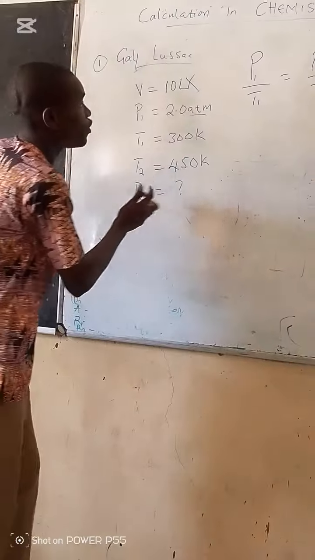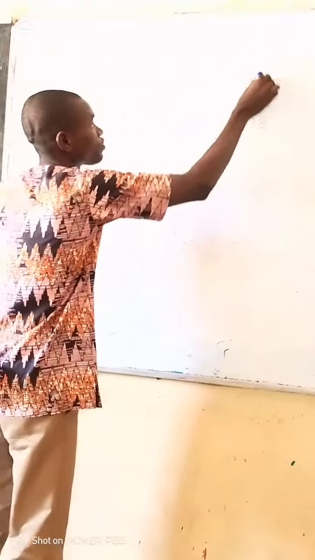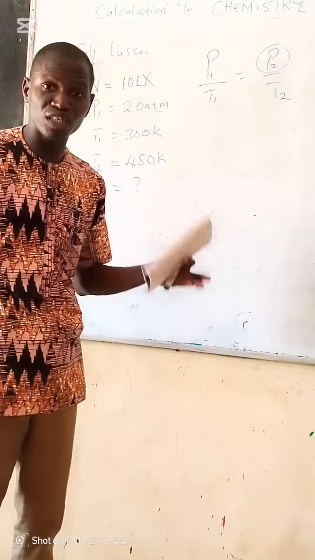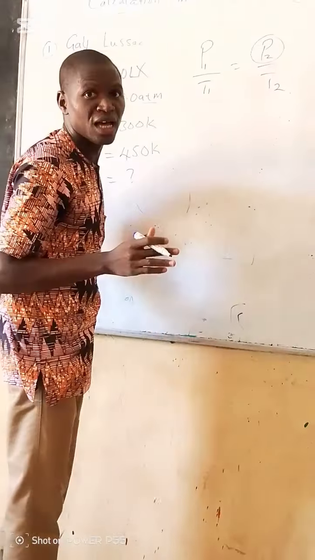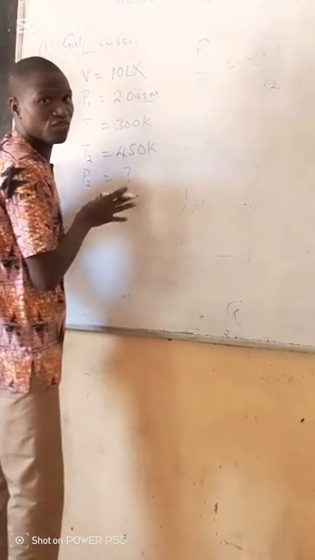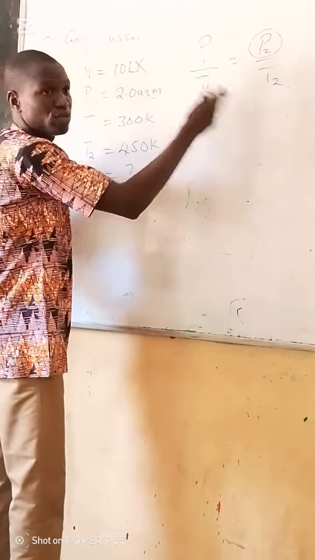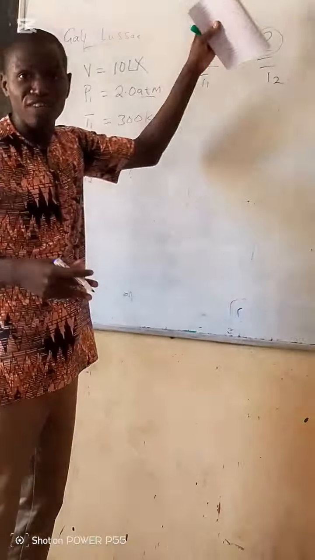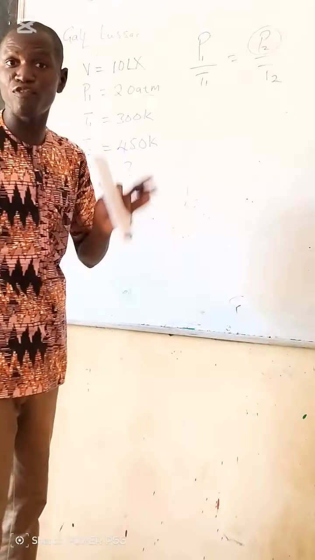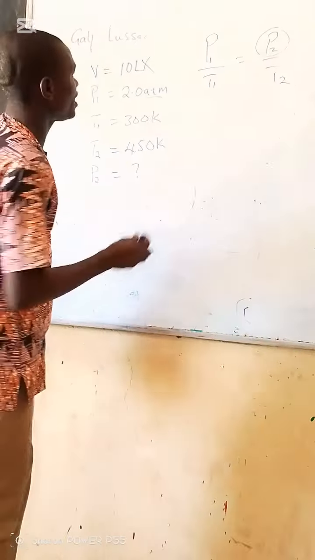Now what are we looking for? We are looking for this P2. I've told you that you need to learn how to change the subject of a formula. So at this point in time, we need to make P2 the subject of the formula. If you like, you can substitute your values first, then make P2 the subject of the formula. But for me, I would like to make what I'm looking for the subject of the formula before I substitute. Alright, let's do that very quickly.